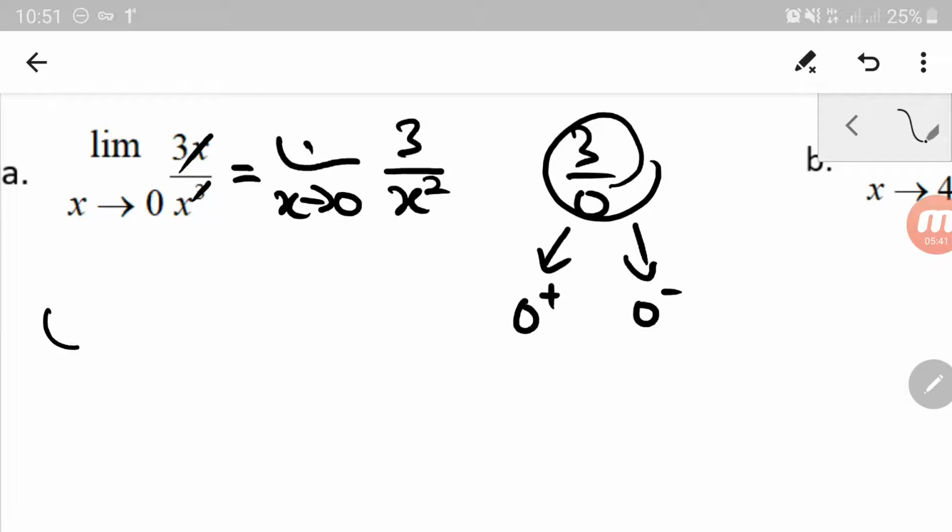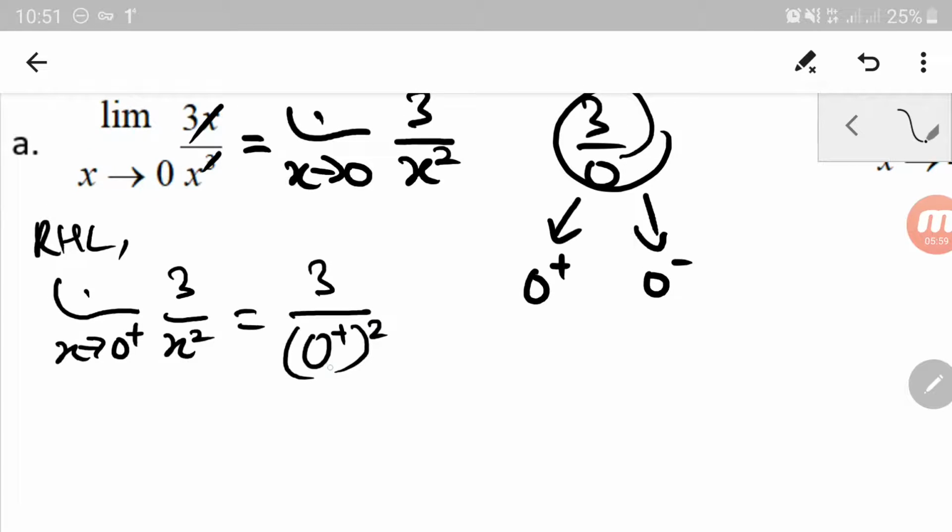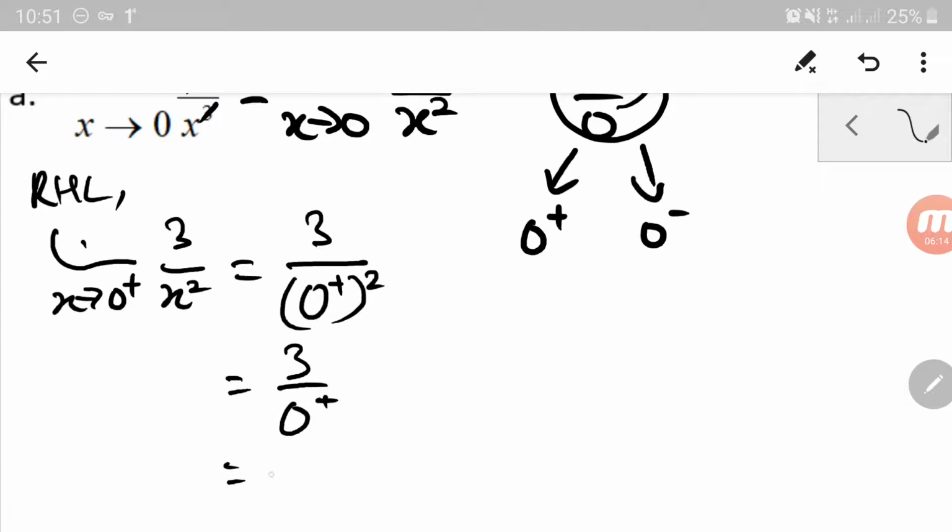Let's get started. We find the right hand limit first: the limit as x approaches 0 from the right of 3 over x squared. We substitute 0 from the right, squared. 0 from the right is greater than 0, so it's a positive number. We square it, and we get another positive number, 0 from the right as well. So this one equals positive infinity.